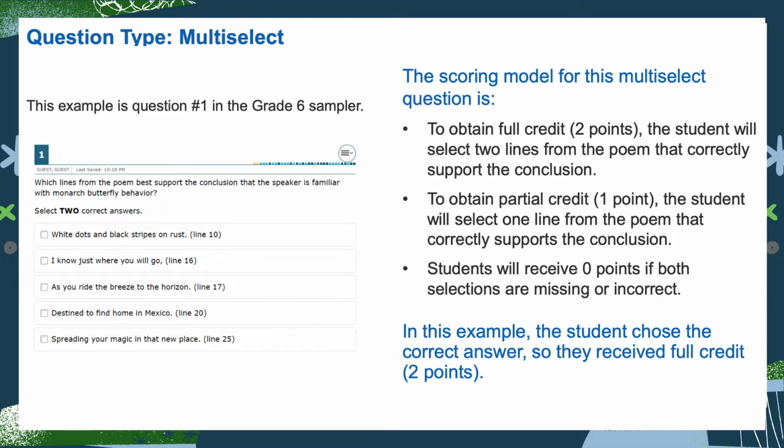Which lines from the poem best support the conclusion that the speaker is familiar with monarch butterfly behavior? Select 2 correct answers. You can see that students are told how many correct answers they need to choose. It is going to be very important that we remind our students the importance of reading the instructions carefully.